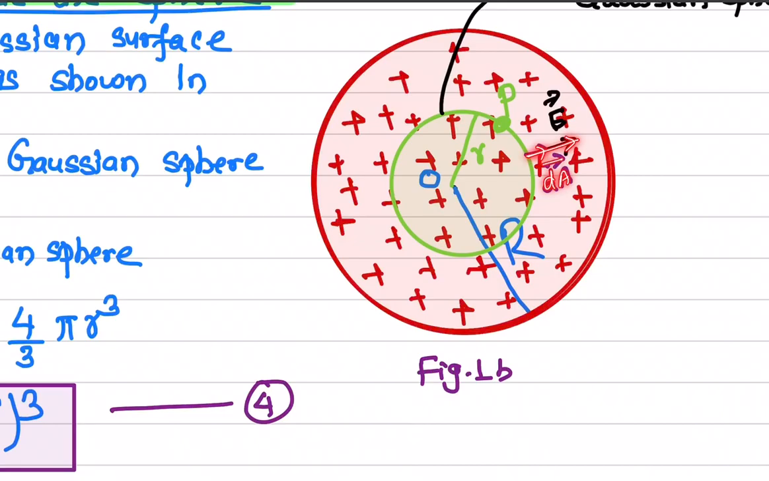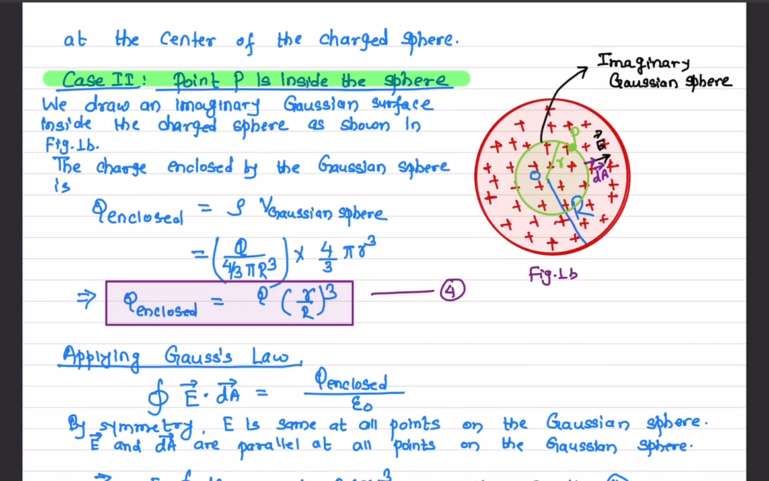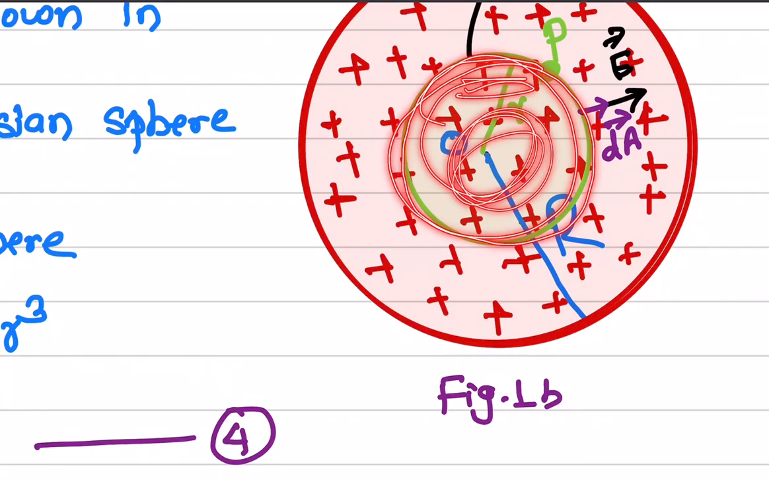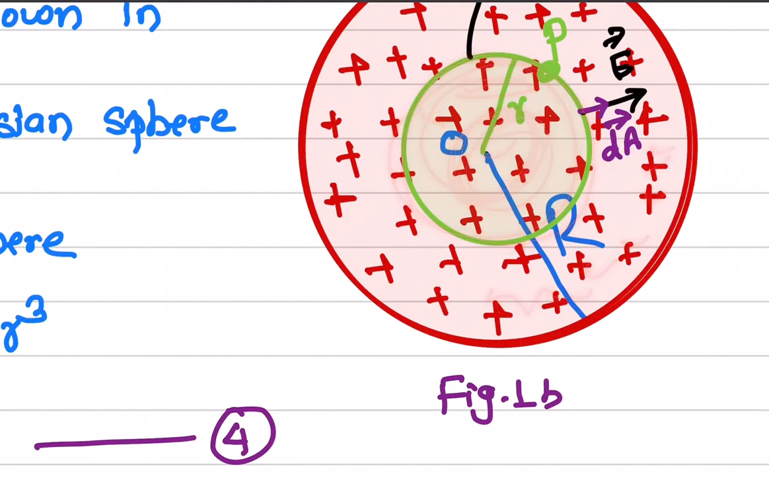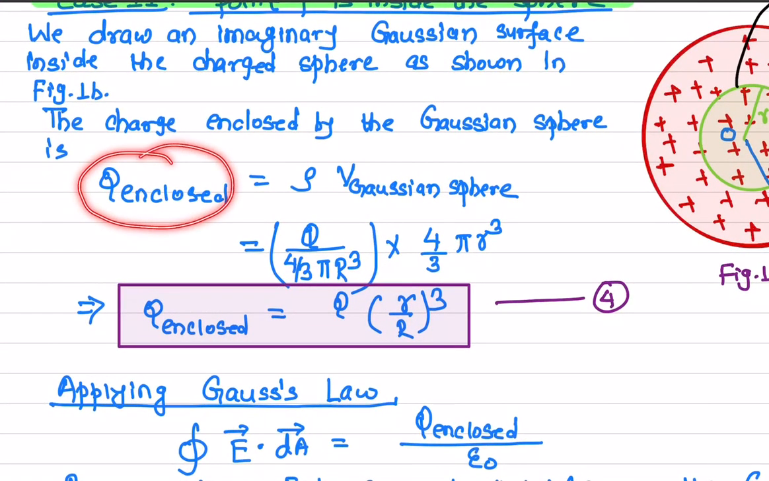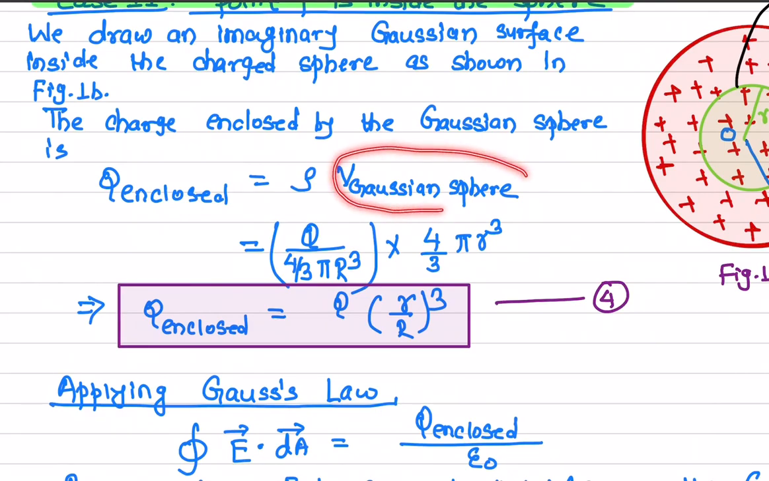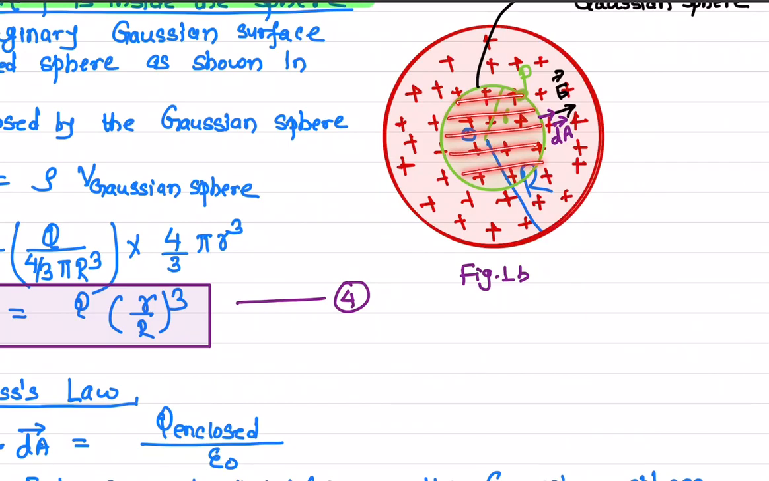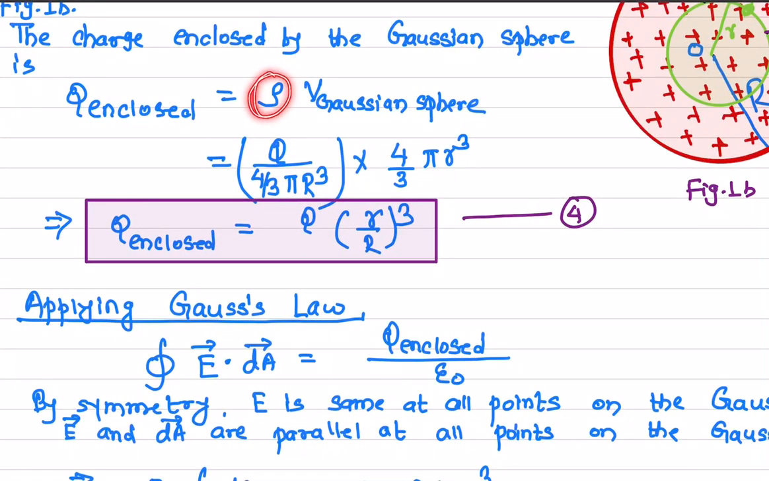Again, at any point, the electric field and the area vector are always parallel. Now our task is to find the total charge enclosed by this Gaussian surface. The total charge enclosed is this much charge, because these charges are outside the Gaussian surface. The only charge inside is this much. The total charge enclosed can be found by multiplying the charge density, which is charge per unit volume, by the volume of the Gaussian surface.